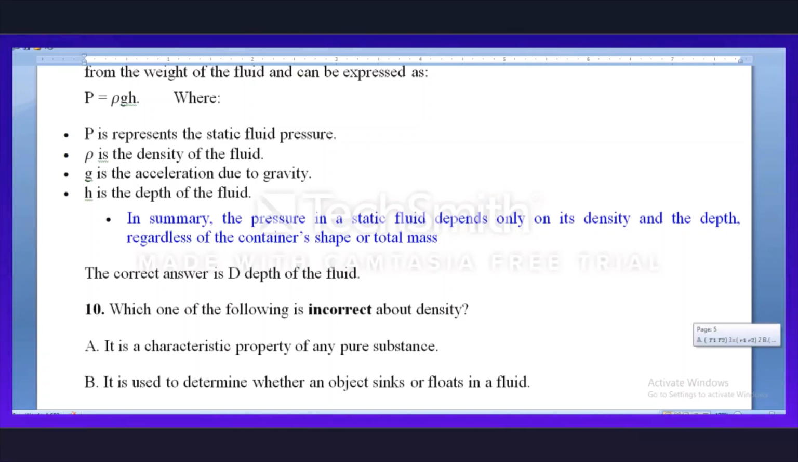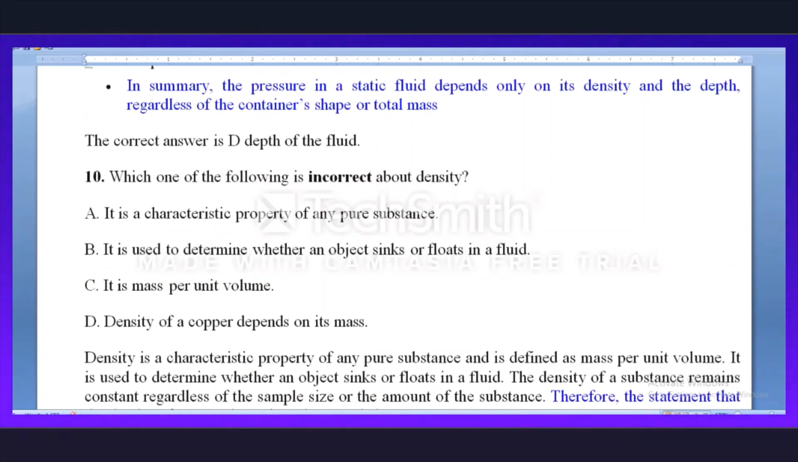The next question: which one of the following is incorrect about density? Choice A, it is a characteristic property of any pure substance. Choice B, it is used to determine whether an object sinks or floats in a fluid. Choice C, it is mass per unit volume. Choice D, density of copper depends on its mass.